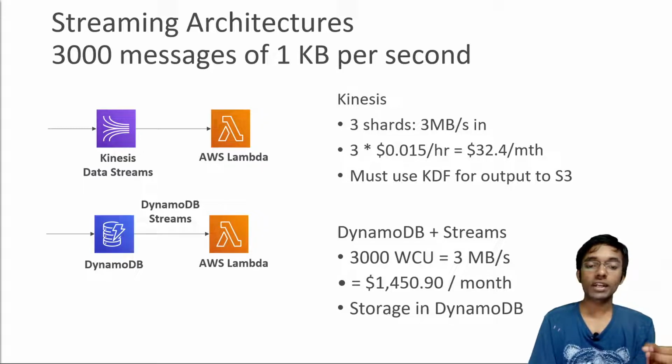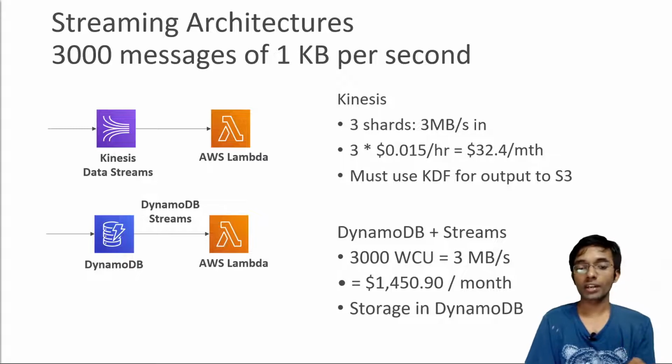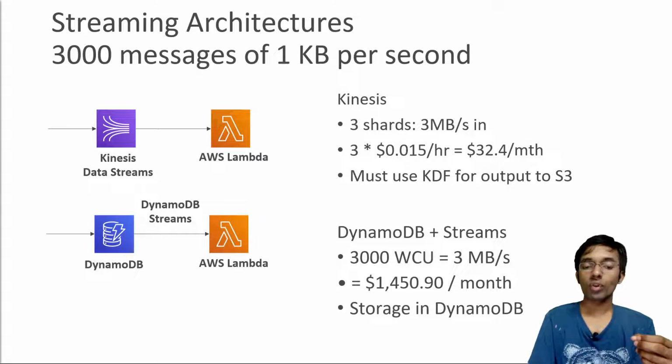For Kinesis, I did some computations for you. We have 3 shards because we need 3,000 messages of 1 kilobyte. So 3 shards is going to be 3 megabytes per second, and the cost of 3 shards per hour is 3 times 0.015. This is based on some numbers I found on the AWS website, and this gives you about $32 per month of cost.